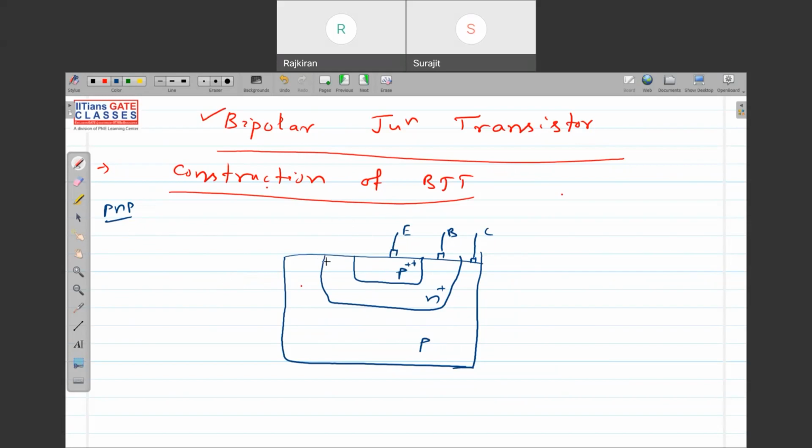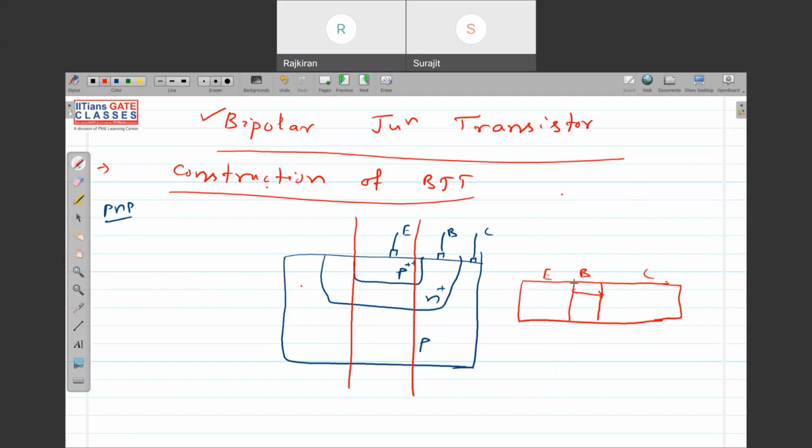This is the way the BJT is constructed. But for our analysis purpose, we will draw the device like this: first emitter, then base, then collector.